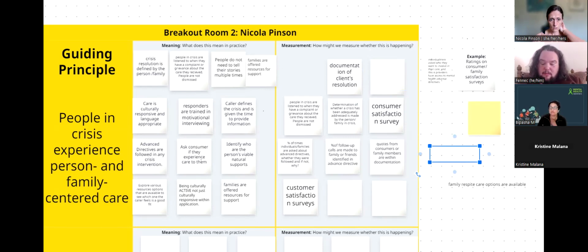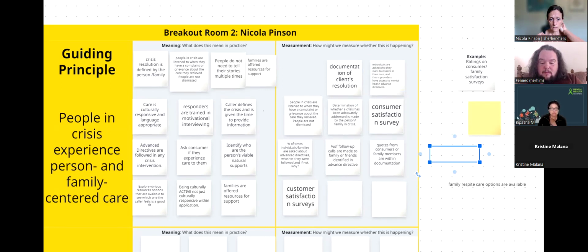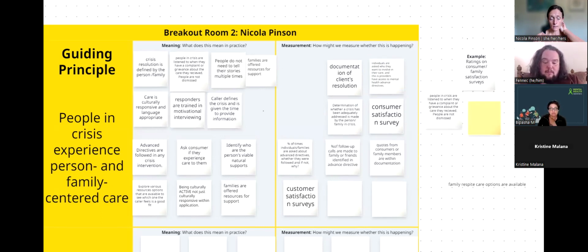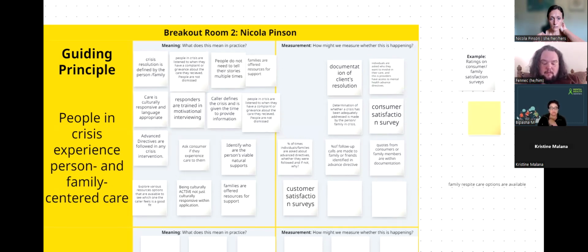People in crisis are listened to when they have a complaint or grievance about the care they received. People are not dismissed. So that is in the, what does this mean? Determination of whether a crisis has been adequately addressed is made by the person and family in crisis. I think that is what does this mean?